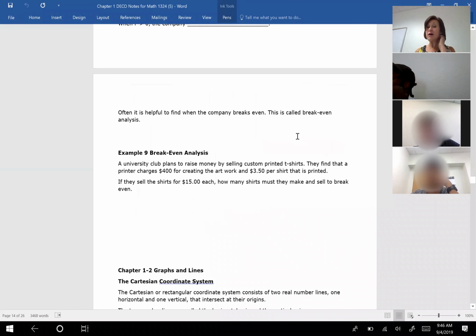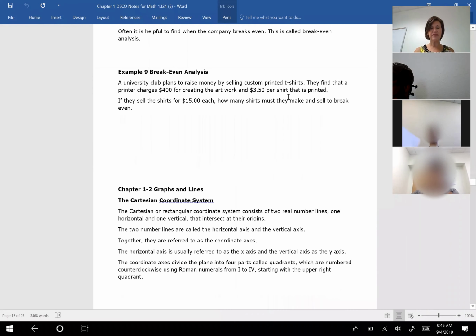So it's often helpful to find when the company breaks even, and we call this your break-even analysis. Think about it, with a startup, that's going to be an important point to reach, because once you reach that, you know you're about to turn a profit. So let's look at this.